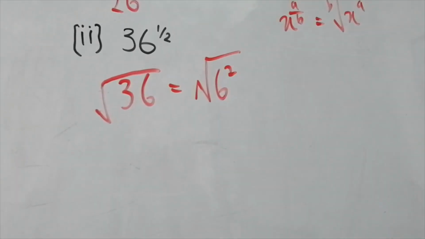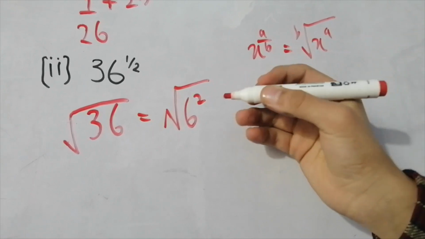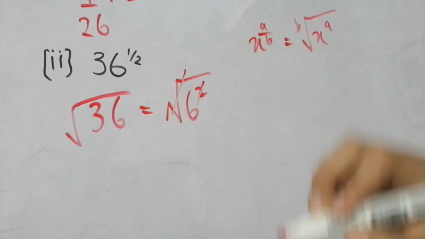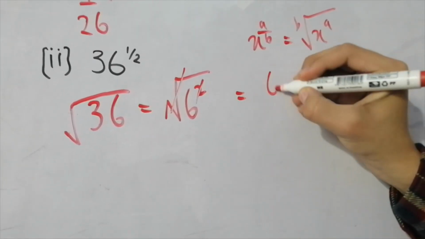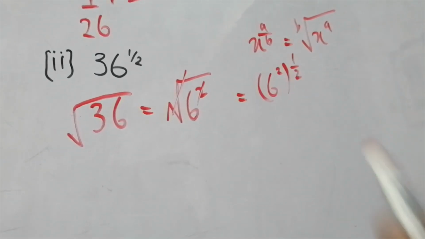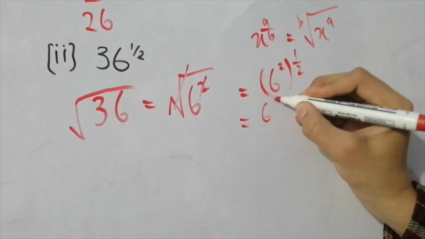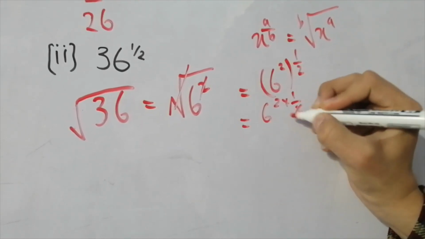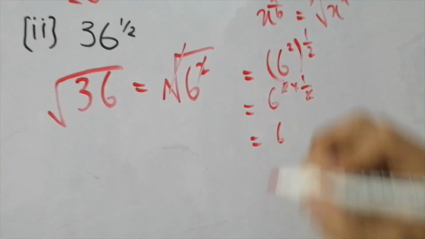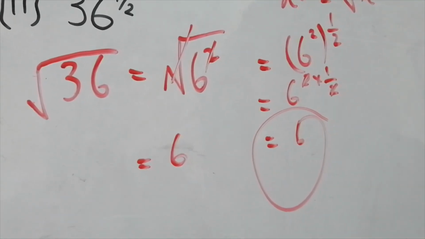6 squared. And since it's a square root, we can actually write it in two ways. We can either cut these out, or we can write this as 6 squared whole power 1 over 2. Again, the bracket rule, and this will cancel out. 2 into 1 over 2 becomes 1, this becomes 6, and here this also becomes 6. So our answer is 6.